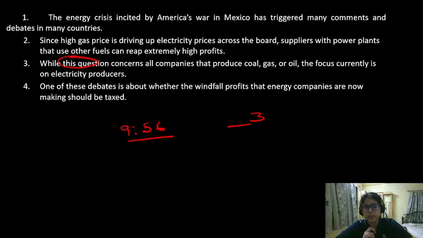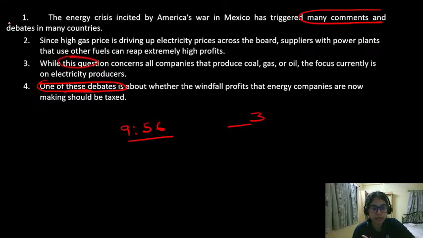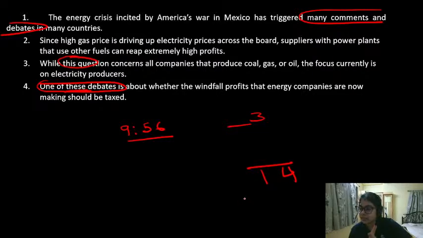I think there's one very easy pair that most of you got it right. Again, if you read everything, you get a very obvious hint. Is one of these debates, what one of these debates? Here, many comments and debates, right? And one of these debates. So 1 and 4 is definitely a pair which you guys have gotten it right. Check the other one. Okay?